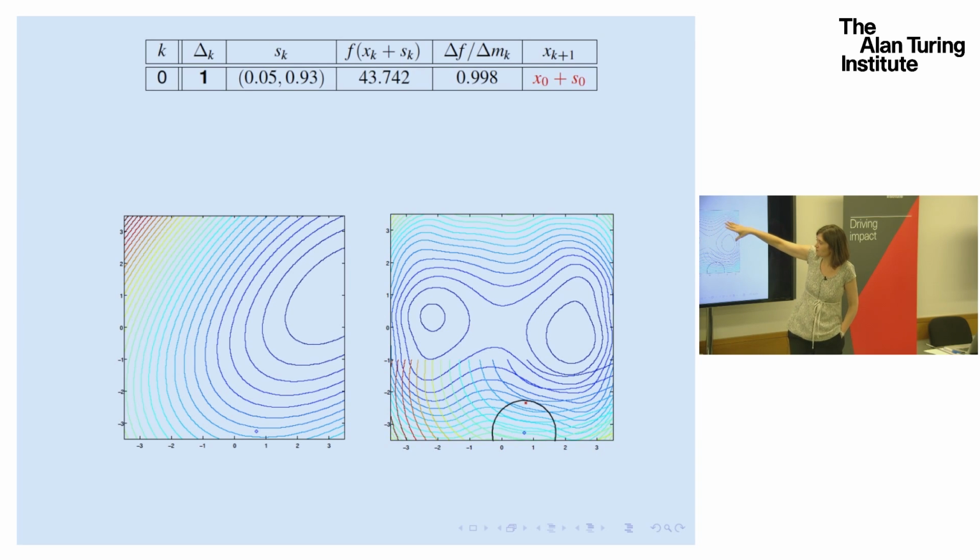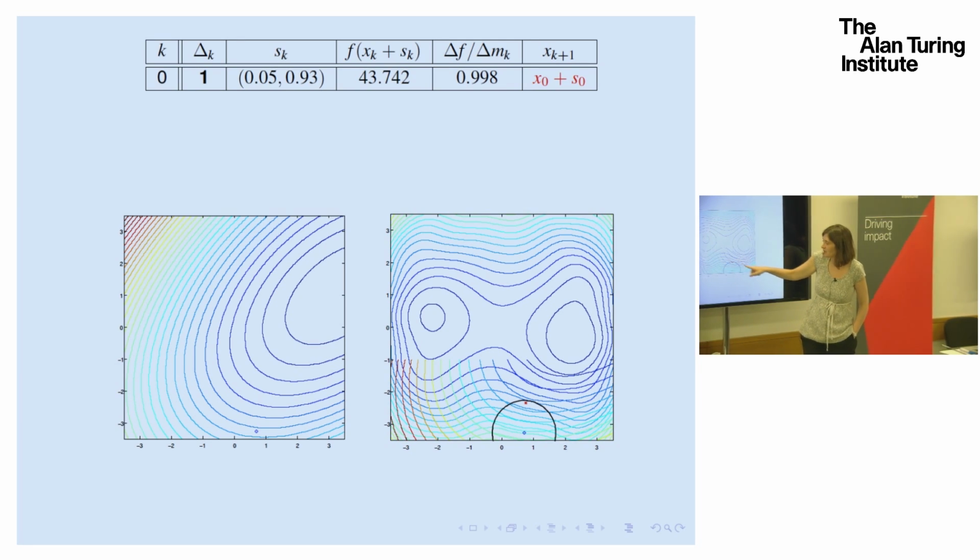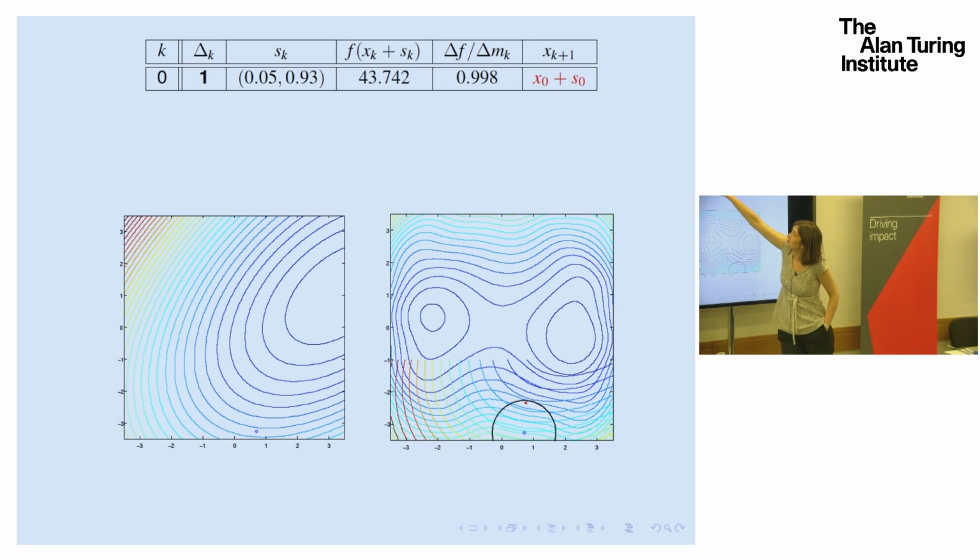Here are the contours of the objective overlaid with model contours, the starting point, and the trust region constraint. I minimize approximately the model on this, and I get my next point there. So that's my sk, this minimizer minus xk. That's my function there. So I compute my rho, the change in f over the change in m, and I get something close to 1.